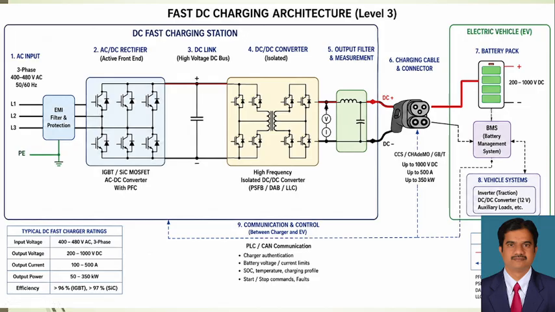Output power, again it is DC fast charging, higher power, and as I said 50 to 350 kilowatt, that is more than 50 kilowatt. And efficiency, if we use the IGBT switches, efficiency is more than 96%. If you use the silicon carbide switches, the application efficiency is more than 97%. This is the DC fast charging unit or architecture.